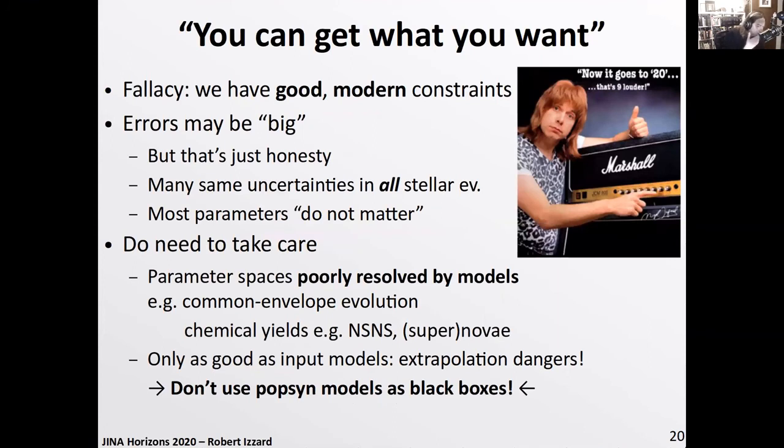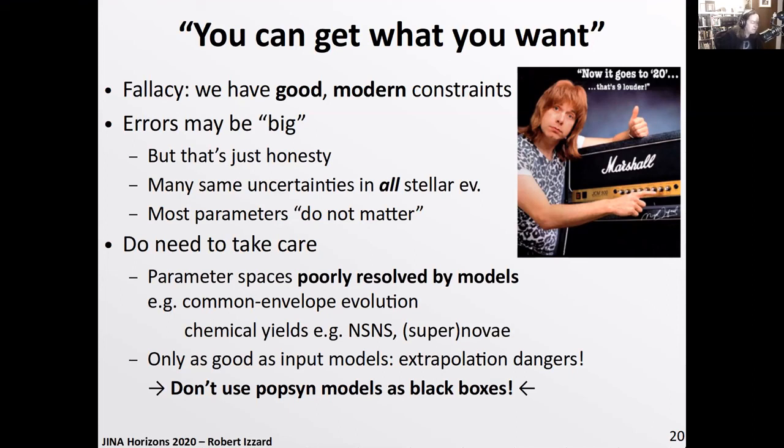Now, I just wanted to say one last thing before we go. I've heard many times over the years that you can get what you want from these models, by turning all the knobs any way you want. That's not true anymore. That may have been true once. It's certainly not true now. We have such good constraints on many, many things, especially with Gaia. We have wonderful constraints on the birth properties of these stars now. If we give big error bars, that's because we don't know. It's just us being honest.